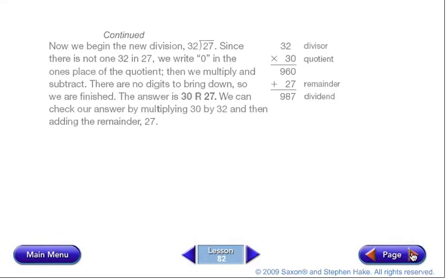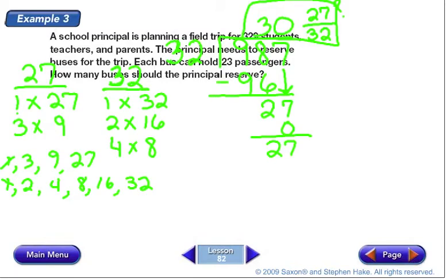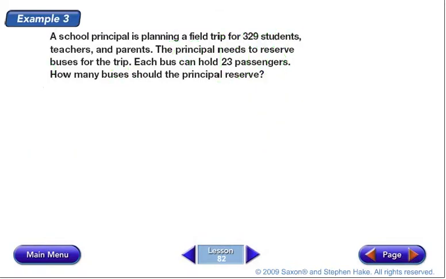Okay. Example 3. A school principal is planning a field trip for 329 students, teachers, and parents. The principal needs to reserve buses for the trip. Each bus can hold 23 passengers. How many buses should the principal reserve?